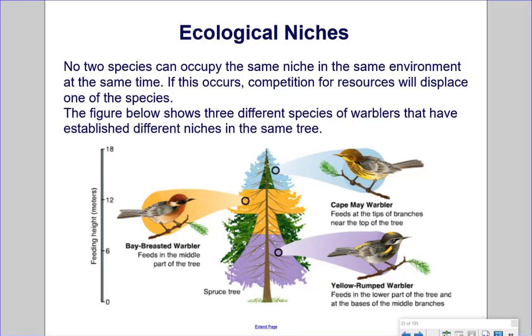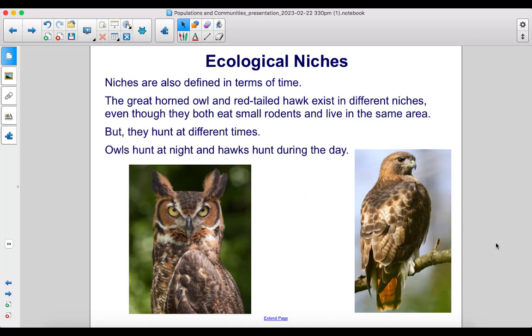The figure below shows 3 different species of warblers that have established different niches in the same tree. The Cape May warbler feeds at the tips of the branches near the top of the tree. The bay-breasted warbler feeds in the middle part of the tree. And the yellow-rumped warbler feeds in the lower part of the tree and at the bases of the middle branches. Niches are also defined in terms of time.